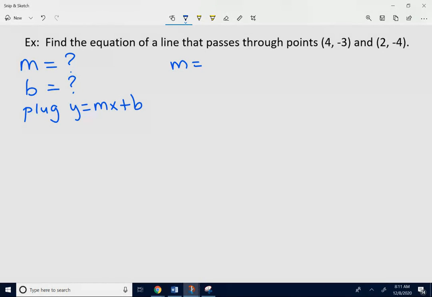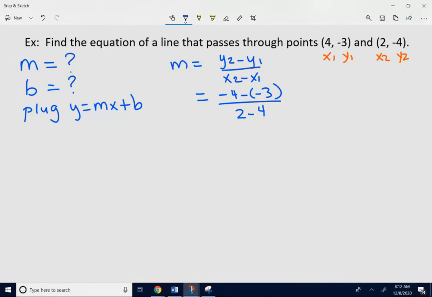To find m, I need to think of one point as x1, y1, and one point as x2, y2. And then I'm going to use the formula y2 minus y1 over x2 minus x1. When you plug those numbers in, you get -4 minus -3 over 2 minus 4.